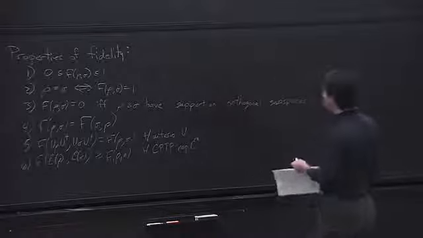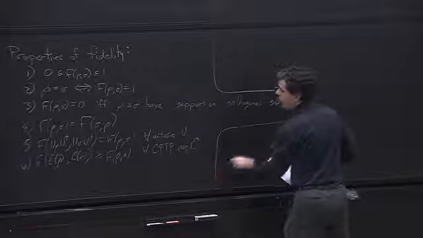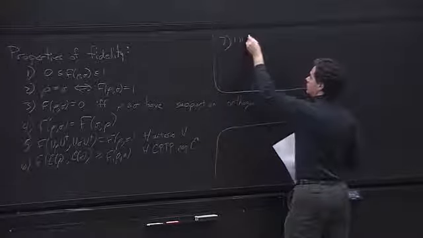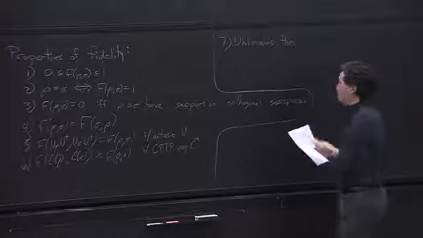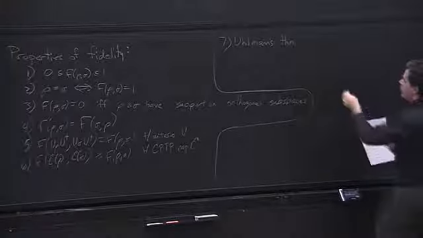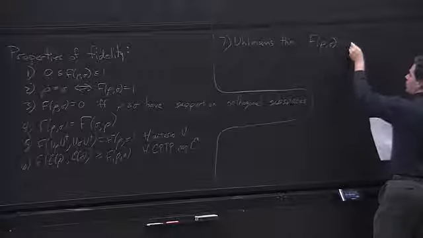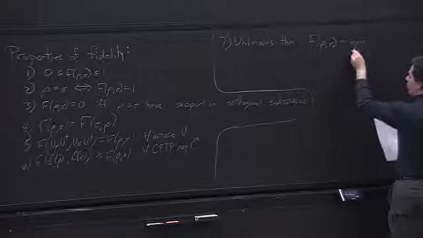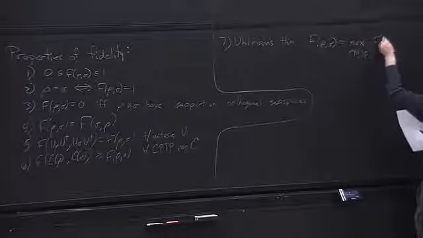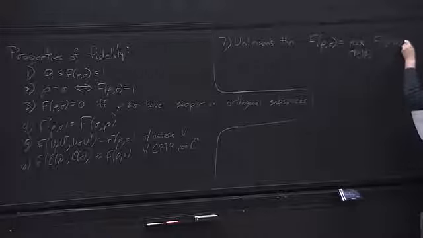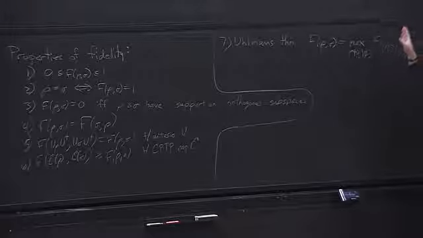And the last one is the most interesting of all. So maybe I will actually give it its own space up here at the top. This is known as Uhlmann's theorem. And Uhlmann's theorem says that the fidelity between rho and sigma is equal to the maximum over purifications psi and phi of the fidelity between psi and phi. Okay, so this is directly relating this mixed state fidelity to the pure state fidelity.